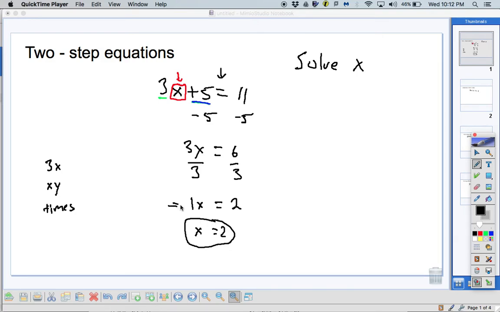And this line I generally don't write because I always know that it's going to be 1x is the same as x. But I wanted to show it to you just to make sure that you remember that 3 divided by 3 is not 0, it's 1. But if you want to skip straight from divide by 3 to the bottom line here in the answer, I am perfectly fine with that. So this is an example of two-step equations. Now let's look at variables on both sides.